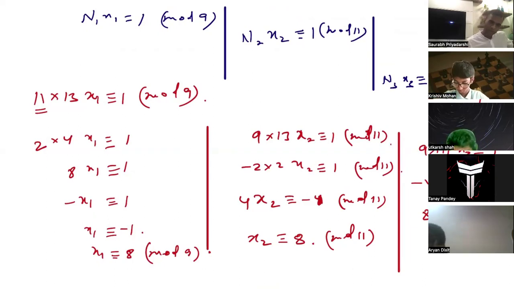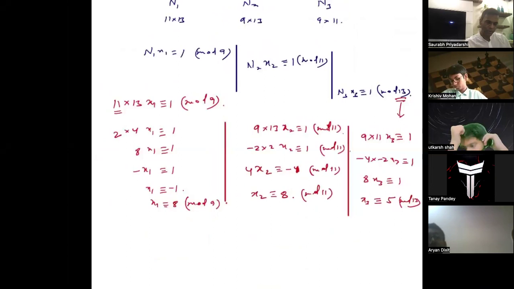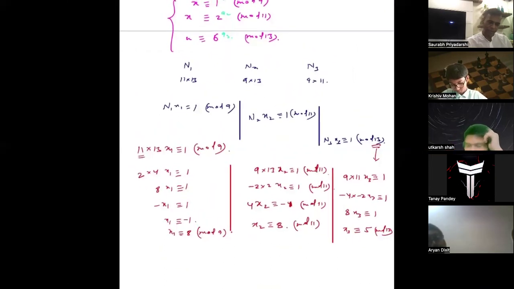What number do I have to multiply? 8 times 5. So 5 works, right? So this is x3 congruent to 5 mod 13. So this is now x1, x2, x3, a1, a2, a3, and all the numbers are there, right?